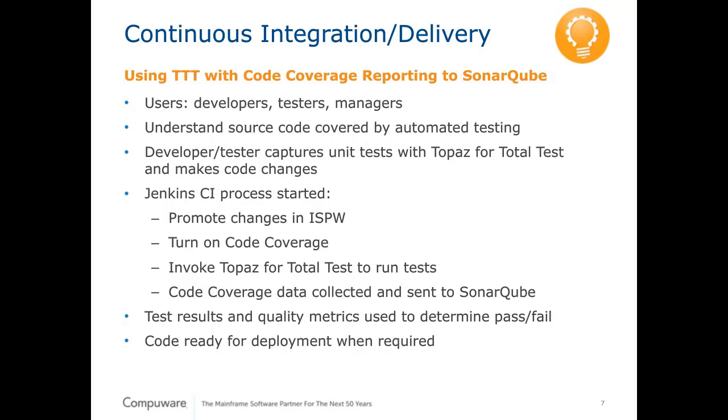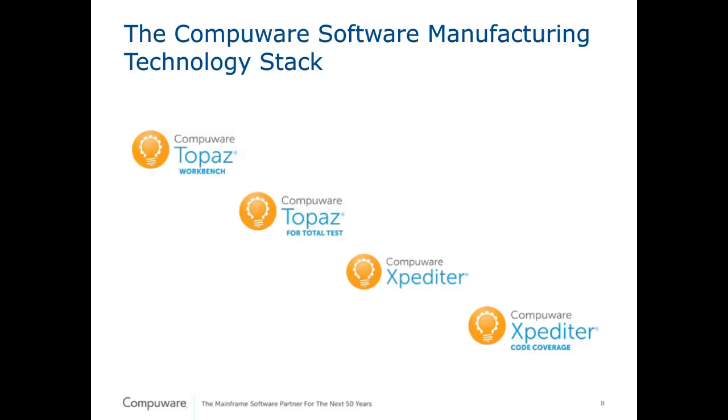But how do you get started? I told you there would be more how questions. The answer to that how is to build a CI/CD pipeline that is built on best of breed solutions. At the core is the Compuware technology stack: Topaz Workbench, Topaz Total Test, coupled with Xpediter and Xpediter Code Coverage for unit testing and metric generation. Then using Jenkins as the orchestration layer and SonarQube for analysis, this gives you the foundation and tools you need to automate your CI/CD pipeline. Now let's get a little bit more granular.